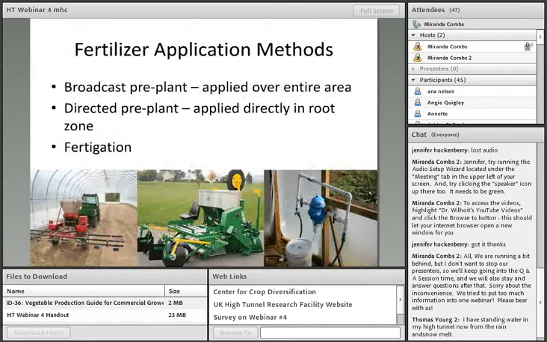Let's talk about some of the different application methods. You saw how I was broadcasting my pre-plant fertilizer application. There are some options in the lower middle picture you can see there for directed pre-plant application. Some of the plastic layers you can adapt or purchase a fertilizer hopper on, or you can do it by hand if your structure is small enough. I've done that as well. But then the other thing that you would think about in most of the systems I've worked in is fertigation.